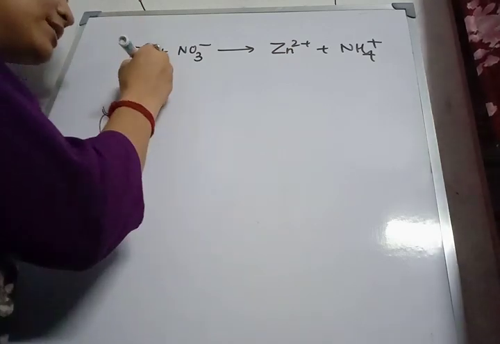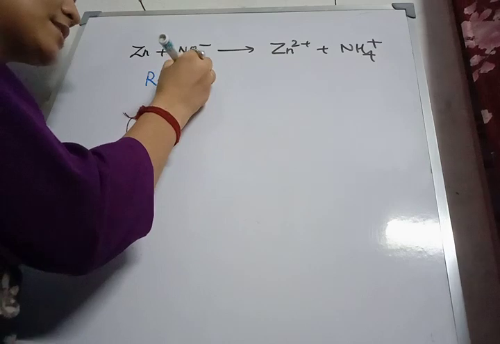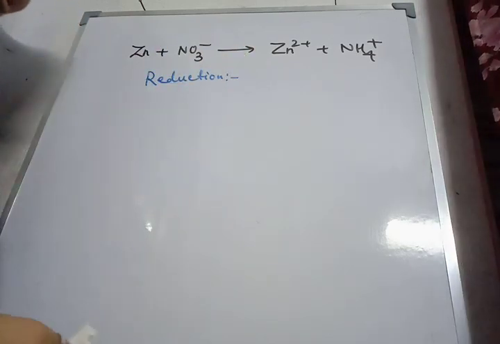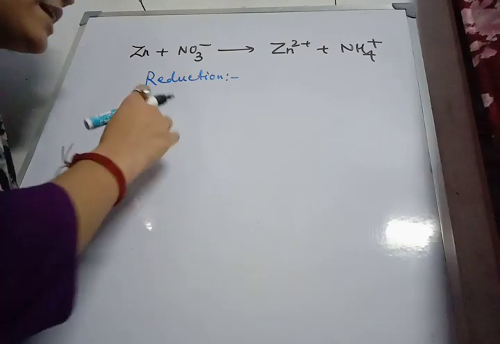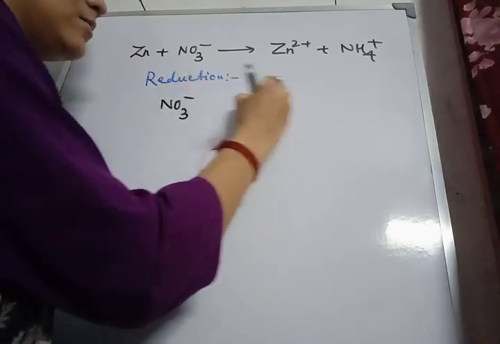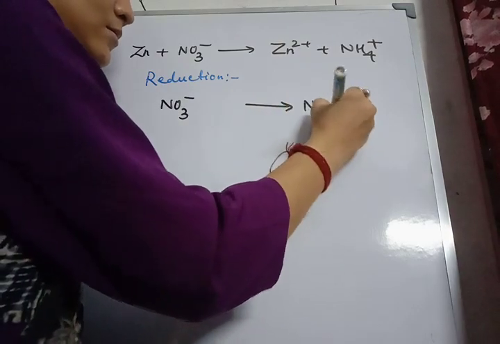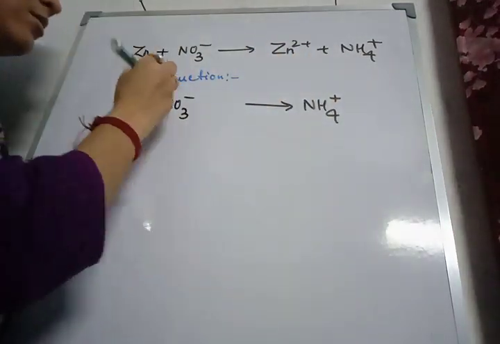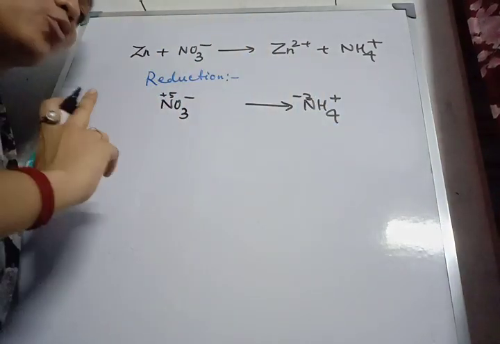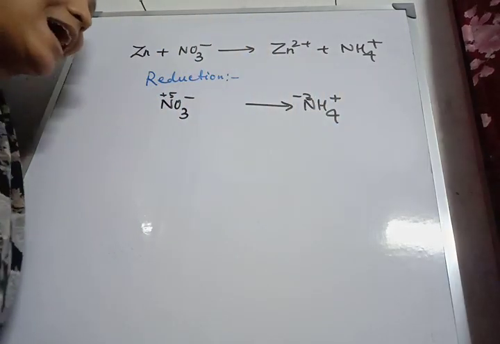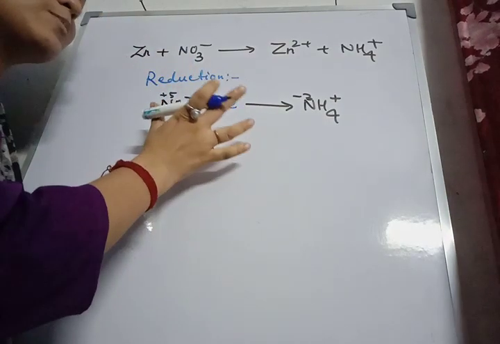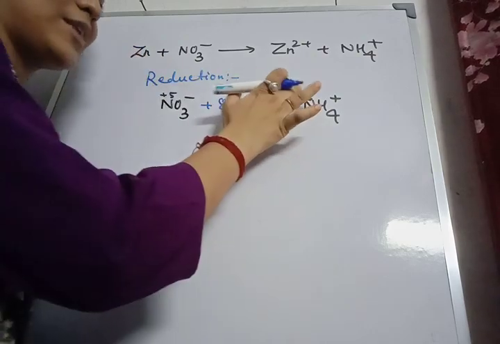First of all, I am writing the reduction half, that is nitrate to ammonium, as nitrogen undergoes reduction from +5 state to -3 state. Now to balance the oxidation number of nitrogen on both the sides, I will be adding 8 electrons on the left hand side. Now this equation is balanced with respect to the oxidation states of nitrogen atom.